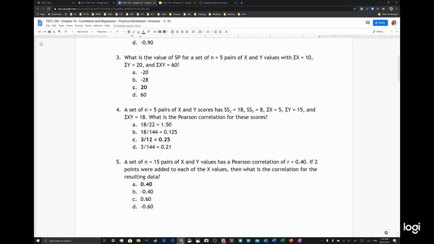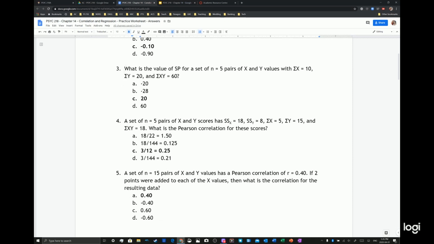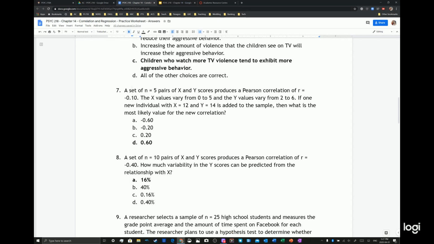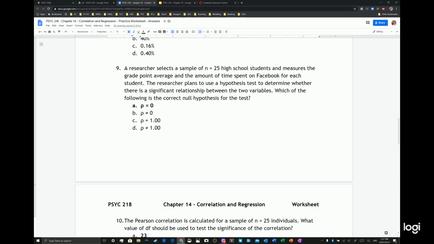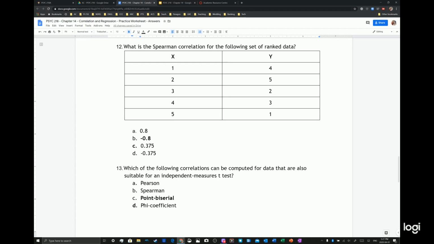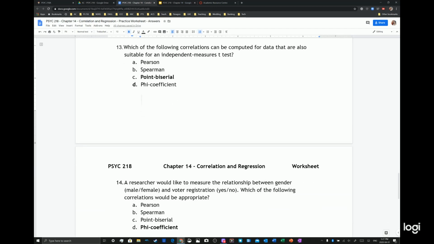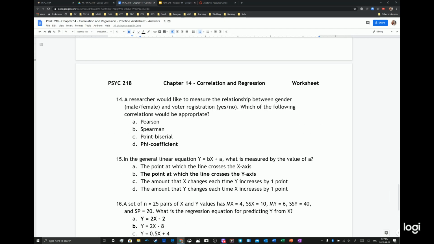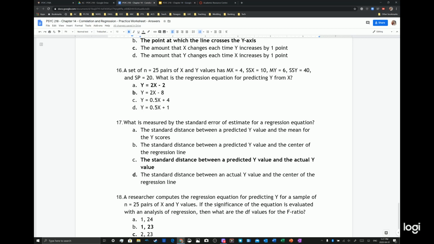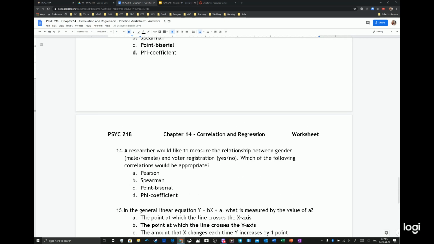At this point, you should be able to answer questions 1 through 14. Yep, all the way up to question 14 at this point. And then there are still four more questions afterwards. But this is a good time, if you haven't already, to start practicing on your practice worksheets.